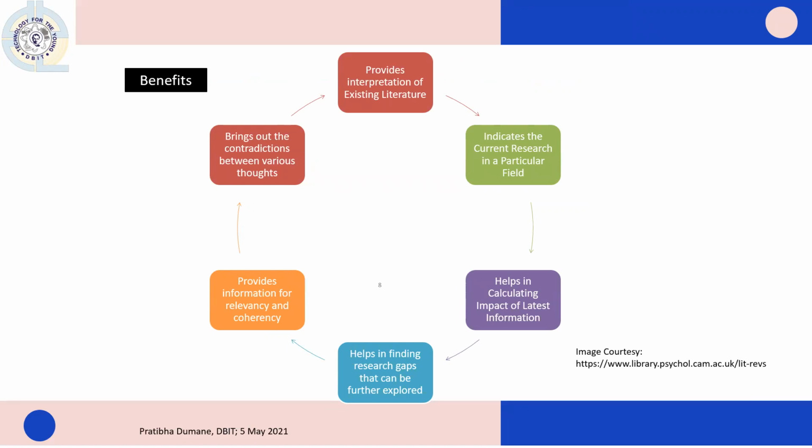So these are the different benefits of doing literature review. It provides interpretation of existing literature. It indicates the current research in a particular field. It helps in calculating the impact of the latest information. It helps in finding research gaps that can be further explored. And it provides information for relevancy and coherency. And also it brings out the contradiction between the various thoughts.